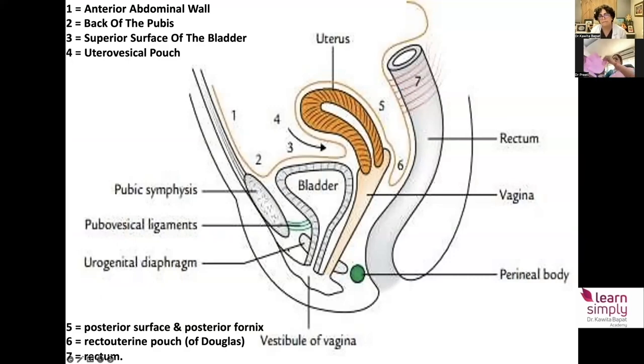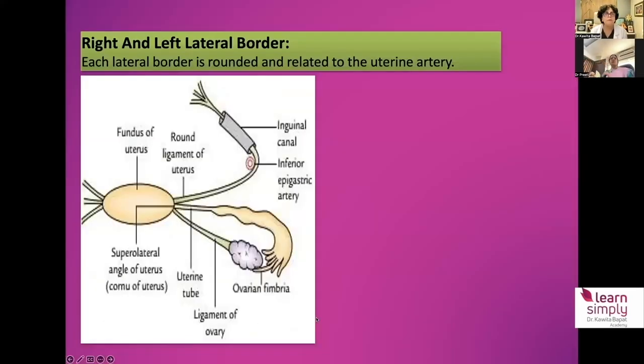Then the urogenital diaphragm. We will talk about the pelvic diaphragm soon, and the perineal body also, and the vagina and the rectum. So another important point. We have talked about the anterior surface, we have talked about the posterior surface.